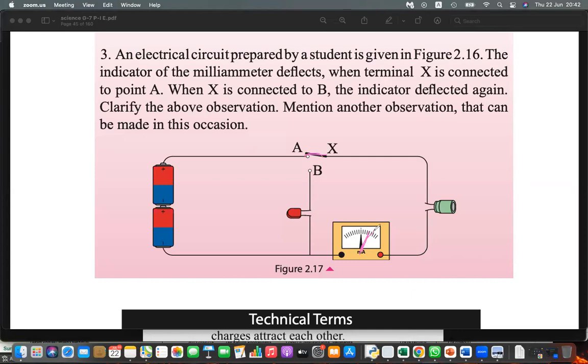So then, when X is connected to B, the indicator deflected again. Clarify the above observation. When I connect to A, it deflects, and when I connect to B, it deflected. What's the reason? Yes, what is the reason?